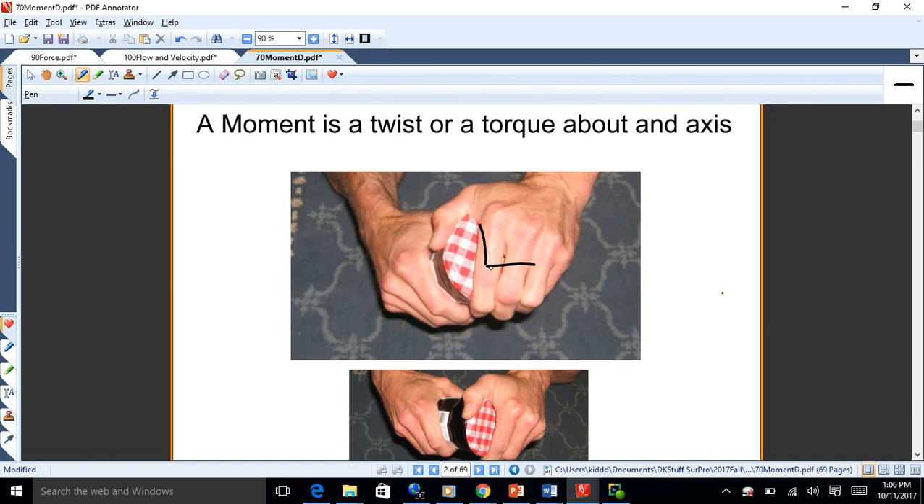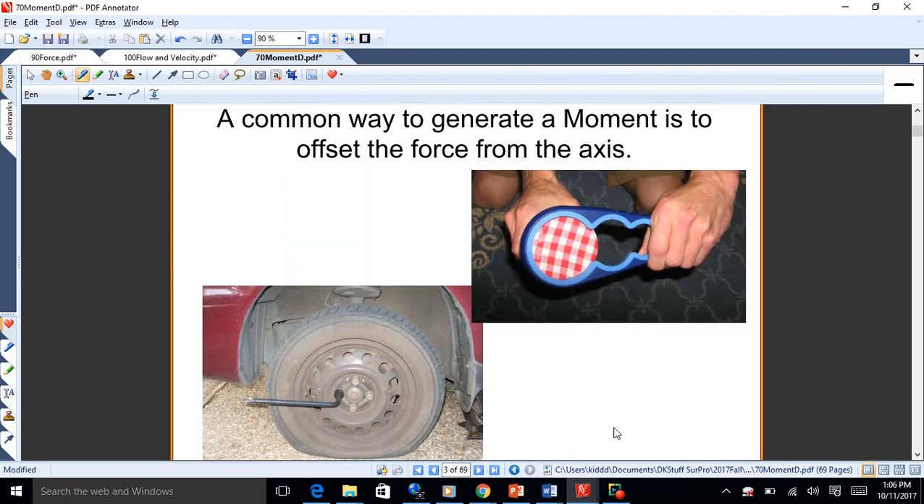So if that's the plane, the axis in this case would be coming out of the page. How about the best I could draw that? Like that. So I think of the axis as the axle about which the moment turns. And then the moment then is the wheel that turns.